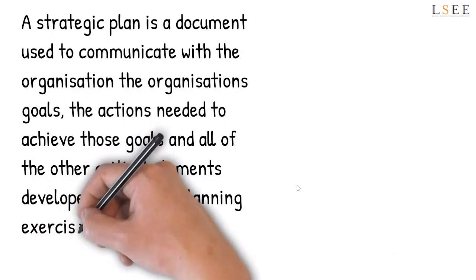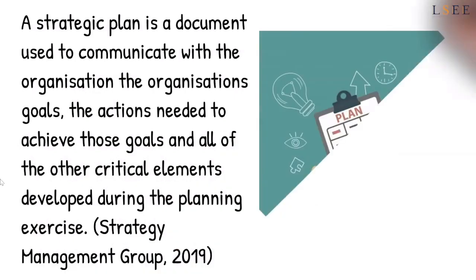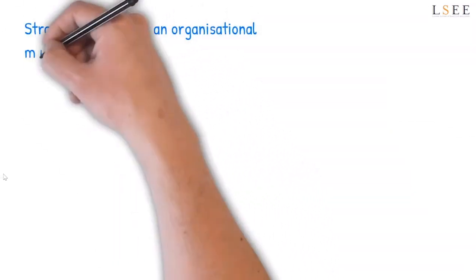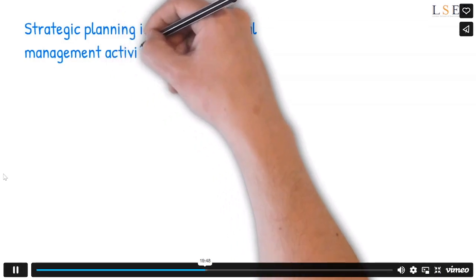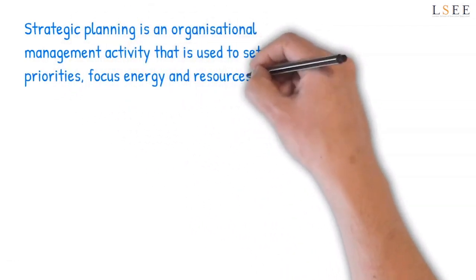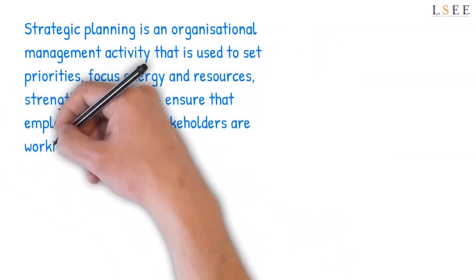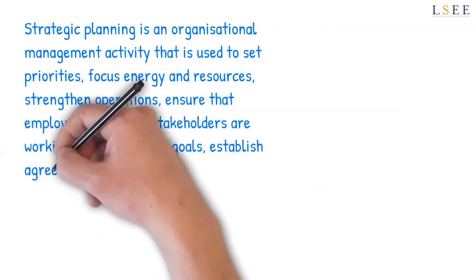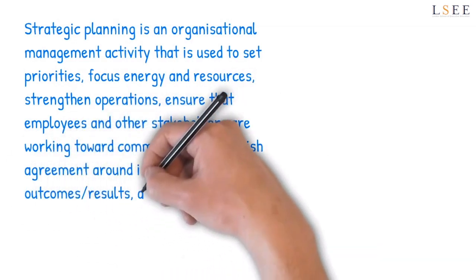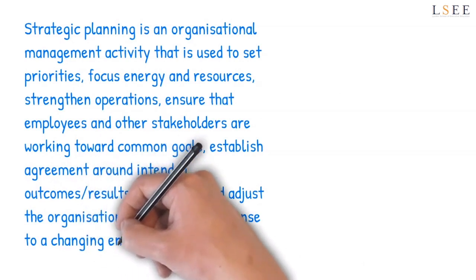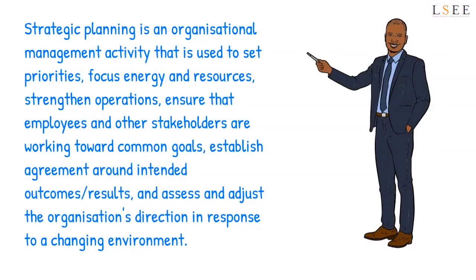Strategy Management Group, 2019. Strategic planning is an organizational management activity that is used to set priorities, focus energy and resources, strengthen operations, ensure that employees and other stakeholders are working toward common goals, establish agreement around intended outcomes and results, and assess and adjust the organization's direction in response to a changing environment.